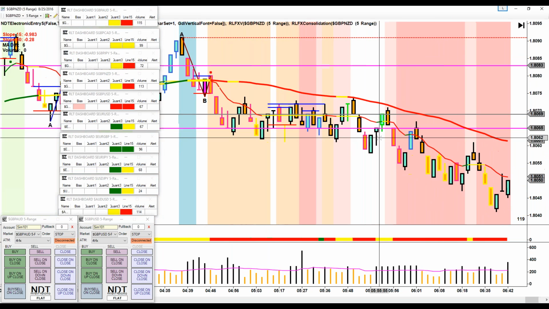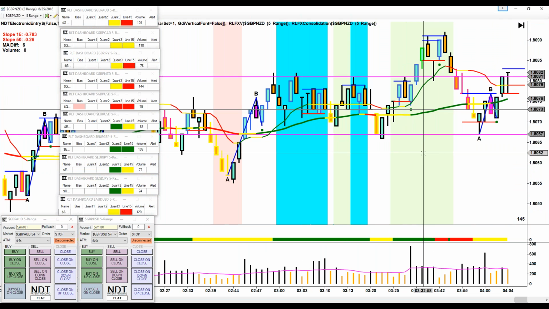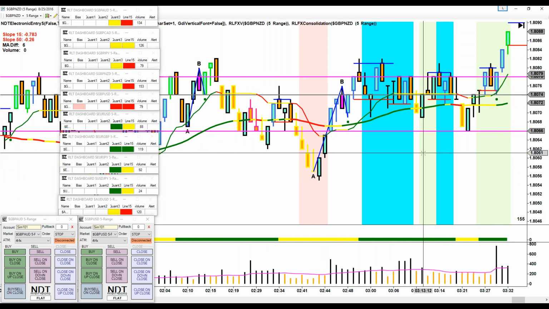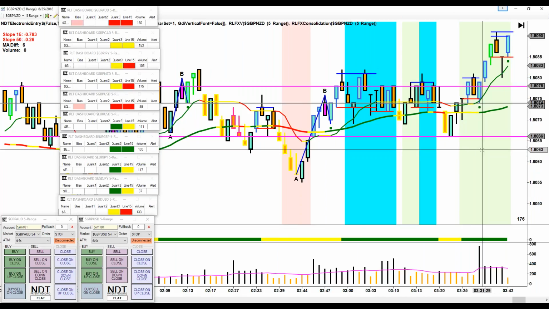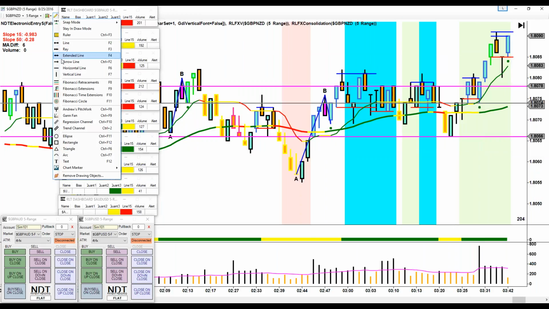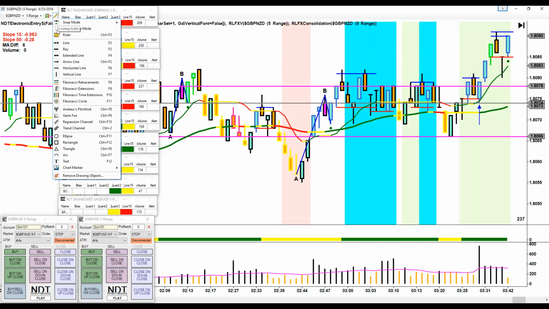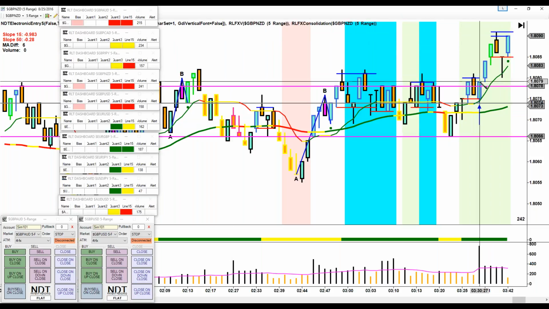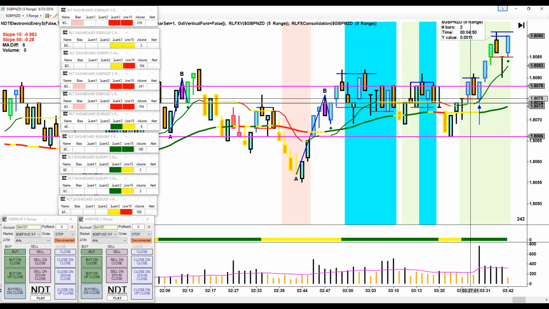Pound New Zealand. See, this one's more discretionary because the candle's pushing through market profile. There just hasn't been much on any of these charts right here. And you can see there's a winner for 11.